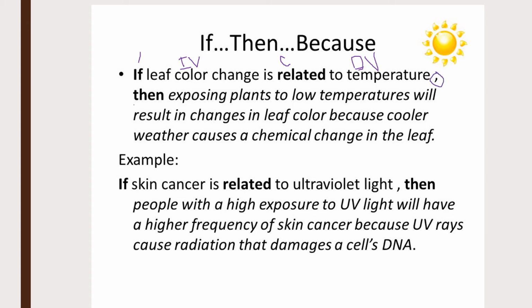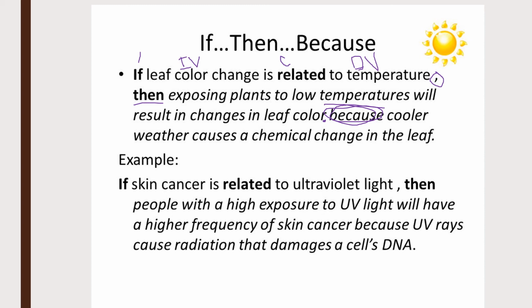You use the word then, and then they go ahead and explain what they think will happen. Exposing plants to low temperatures will result in changes in leaf color. Now, most of you can just stop right there, but they add the because portion, and they explain why they think this will happen. Because cooler weather causes a chemical change in the leaf.